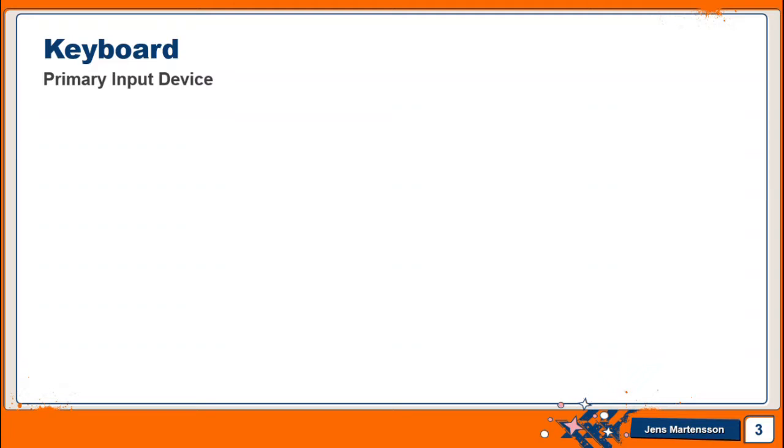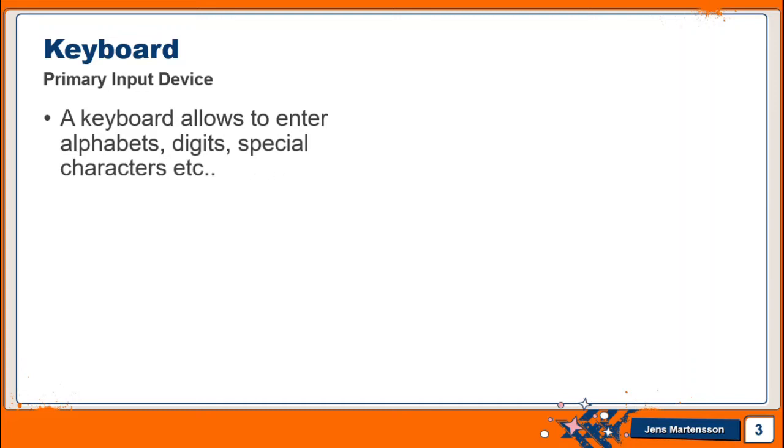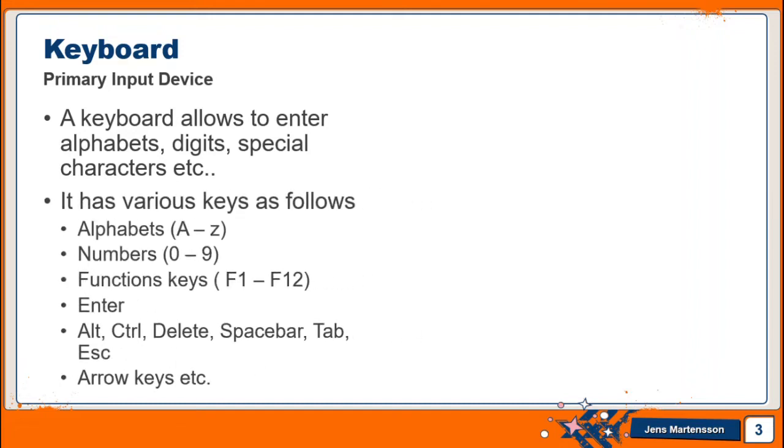Keyboard. Keyboard is a primary input device. A keyboard allows us to enter alphabets, digits, special characters, etc. It has various keys as follows: alphabets A to Z, numbers, that is digits, 0 to 9, function keys F1 to F12, Enter. There will be two Enter keys, Alt, Control, Delete, Spacebar, Tab, Escape, arrow keys, etc. Normally, a keyboard has more than 100 keys.